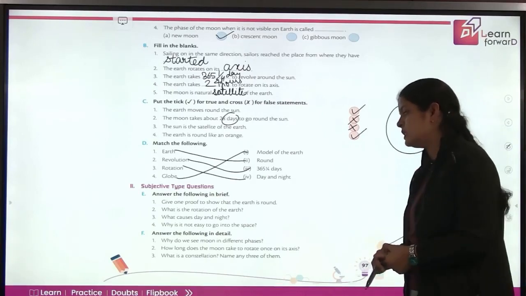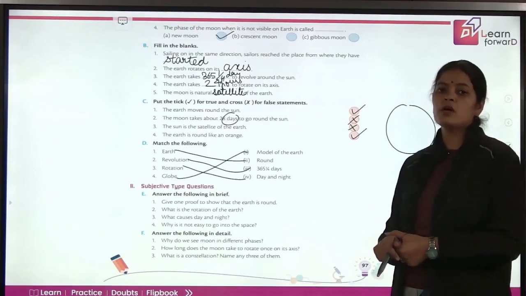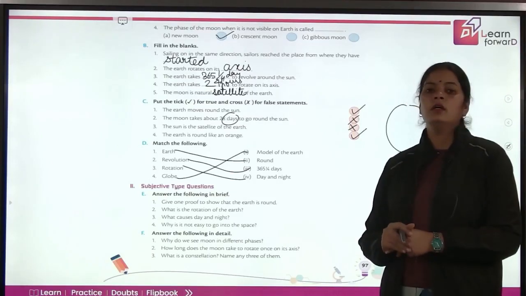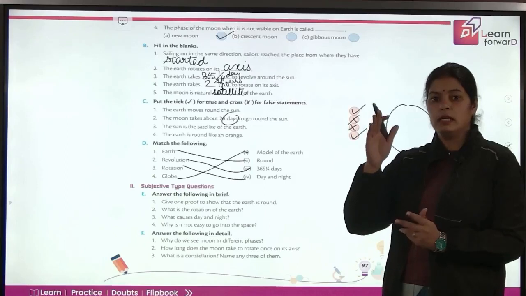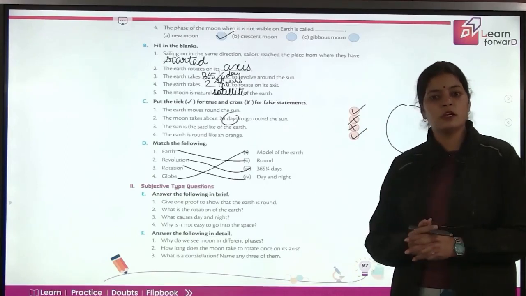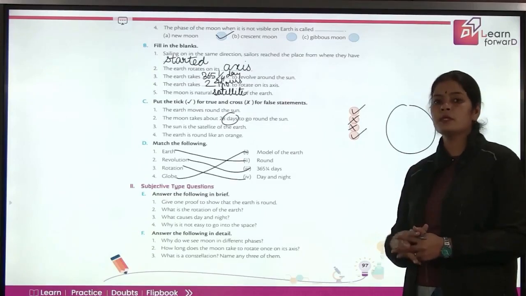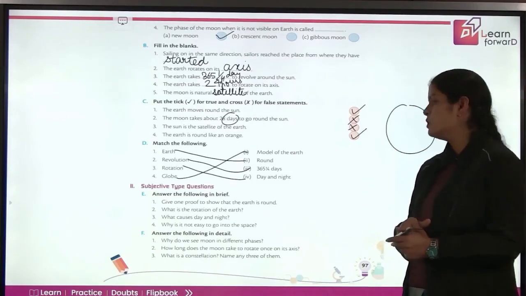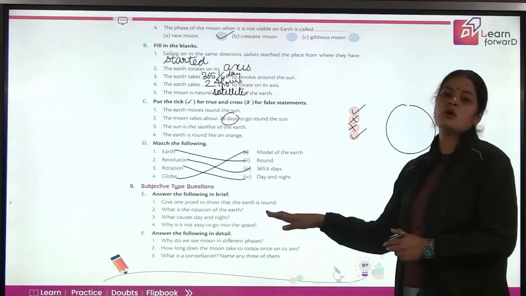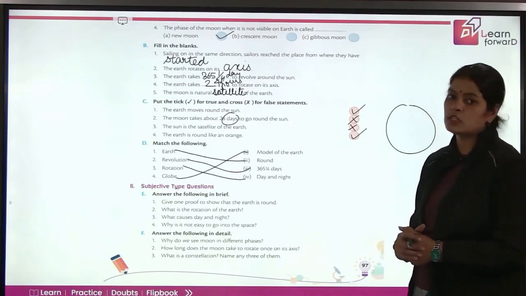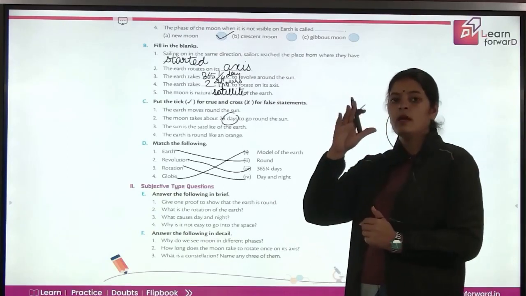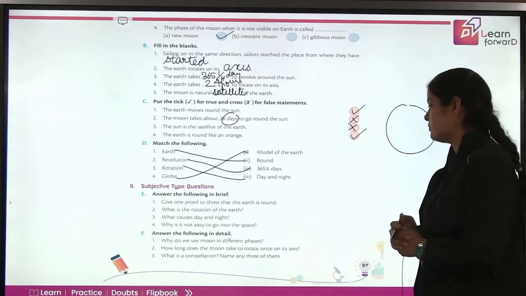Why is it not easy to go into space? Because earth has an atmosphere. Till this atmospheric layer, the earth exerts gravitational force on every object that causes the object to come down again on the earth. So it is not easy to go to space. We need special spacecraft that can propel them, actually push them beyond the atmosphere.